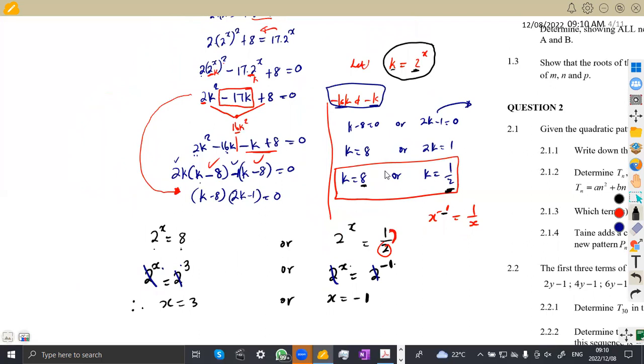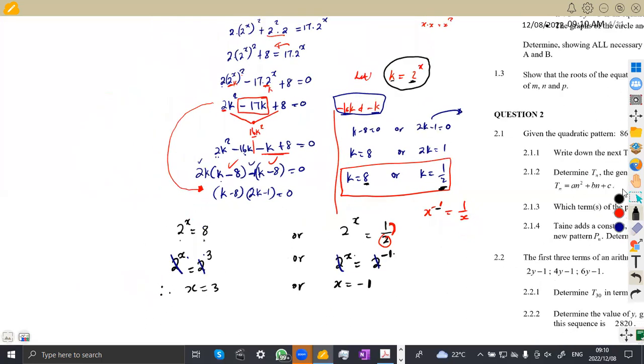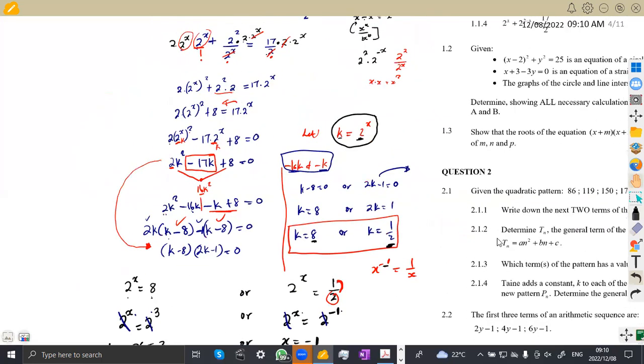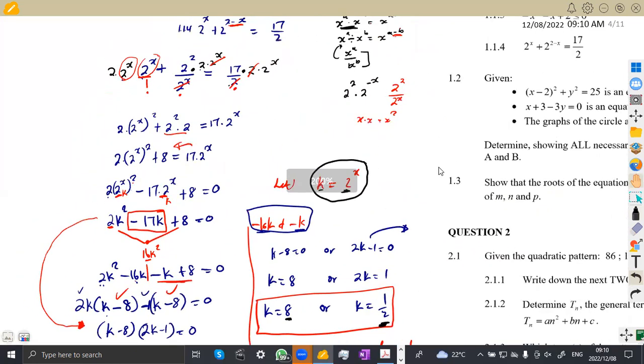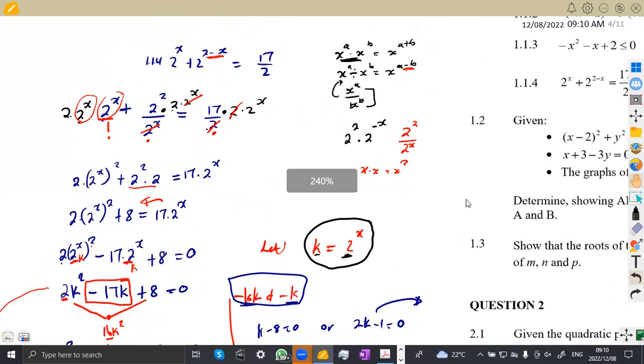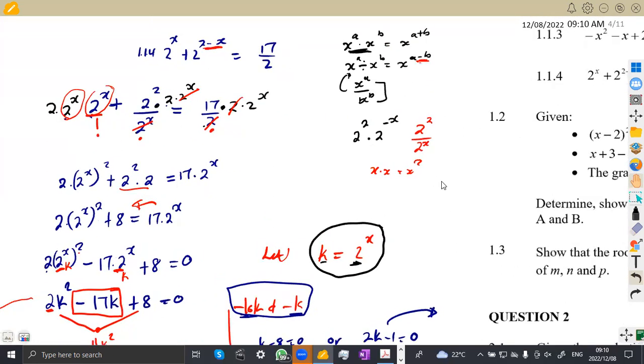So guys, as you can see, there are so many ways that we can use to solve these typical questions, but it's not much. It's not even much. You just have to apply your laws properly, and that can actually help.